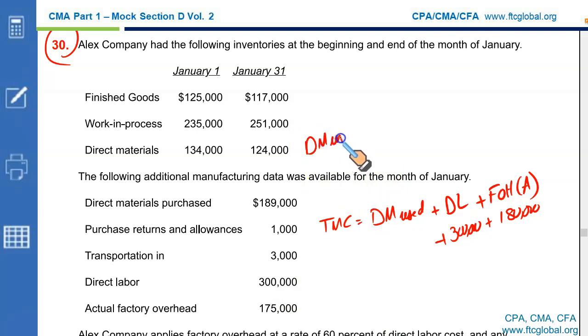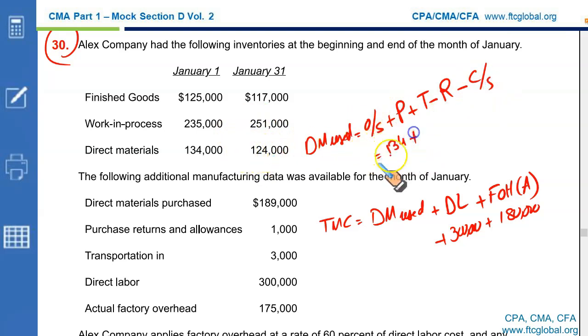Remember, direct material used in production is equal to the opening stock of raw material plus purchases plus transportation in, minus any returns and allowances, less the closing stock of raw material. We have everything. Opening stock of raw material is 134. I'm just omitting zeros. Purchase of the direct material is given as 189. Transportation in is 3. Returns are 1000 and the closing stock is 124. So the net is 201 and of course 30,000.